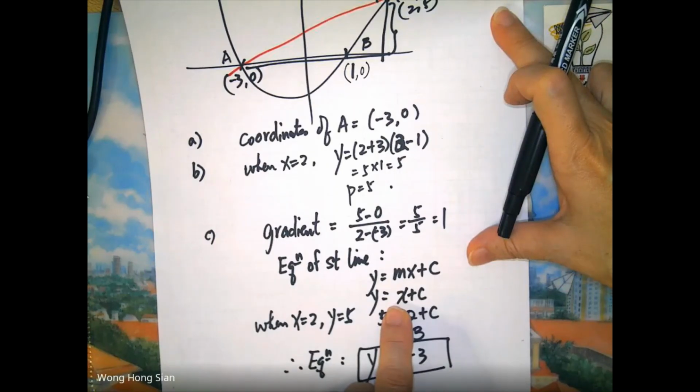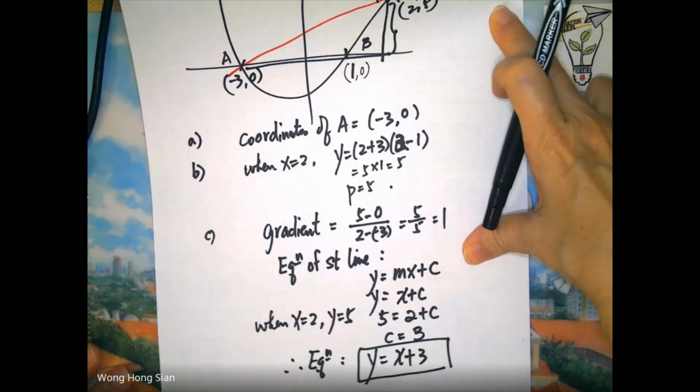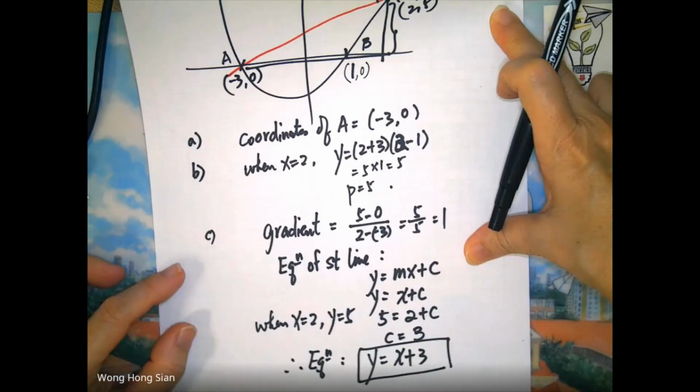Then I still have the c unknown, so to find c, I just substitute any point on the straight line. I choose the point (2, 5). You can also choose the point (-3, 0) to find it. It's the same. You're going to get your c value to be 3. So when the c value is 3, you can determine the equation of the straight line. Is that clear? Got it?